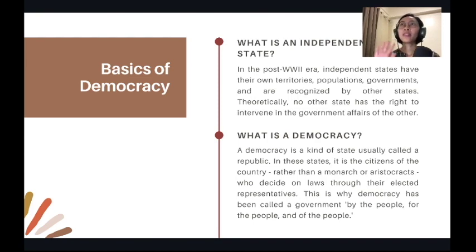Now, this is tied to the global history of the creation of nation states. But instead of explaining that, what I'm going to do is zoom in on the post World War II era when independent states started to be formed out of previous colonies, similar to the Philippines. So, independent states have their own territories, populations, governments, and are recognized by other states. This is what makes them independent. So theoretically, no other state has the right to intervene in the government affairs of the other.